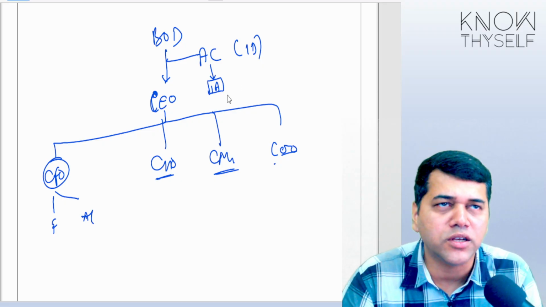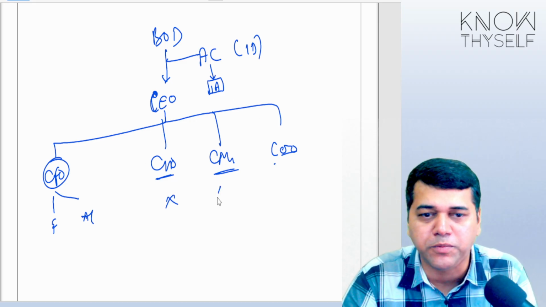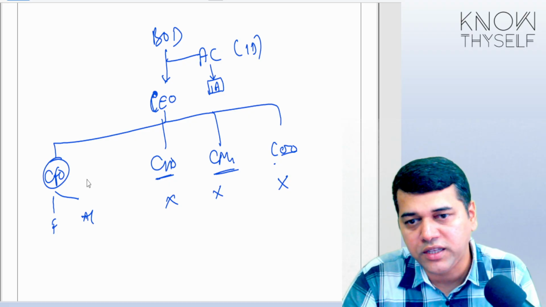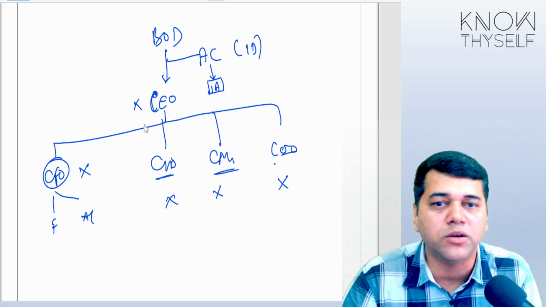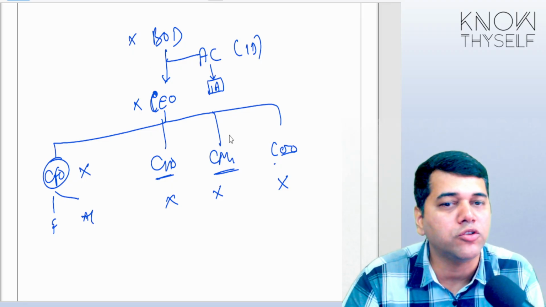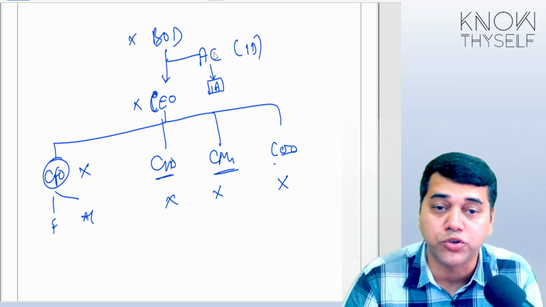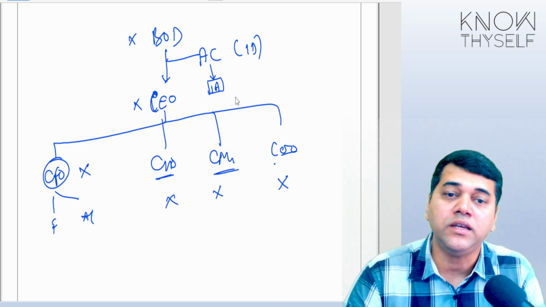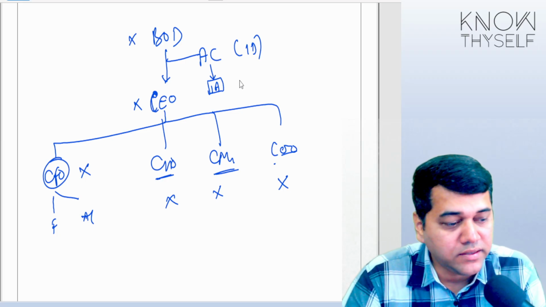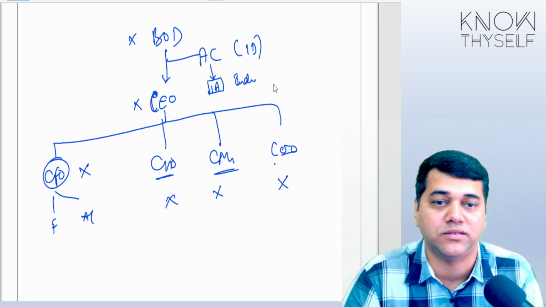They need not bother about anyone now. They need not bother about the CFO, the CEO, or the board. Why? Because they are directly reporting to the audit committee. What can happen? The audit committee can highlight, or they can resign from their post. That's why the Companies Act wants to ensure the independence of these internal auditors.